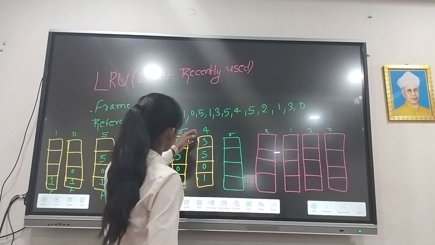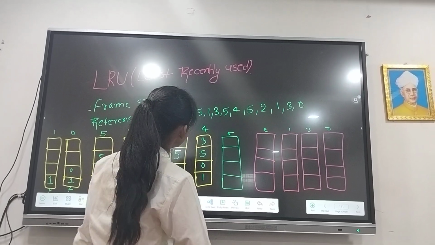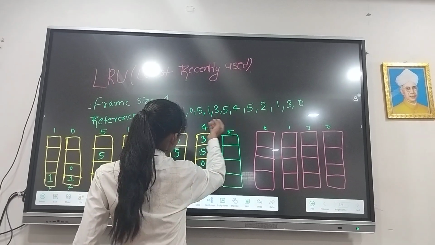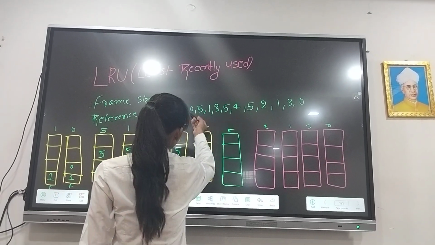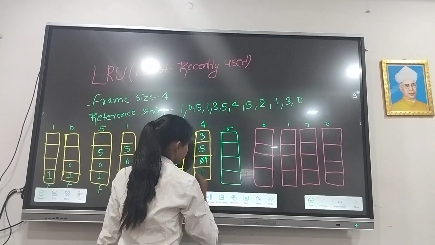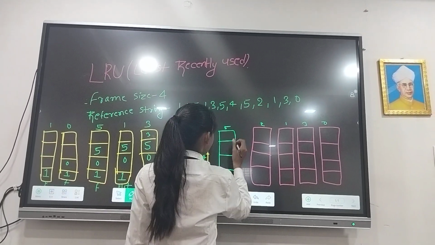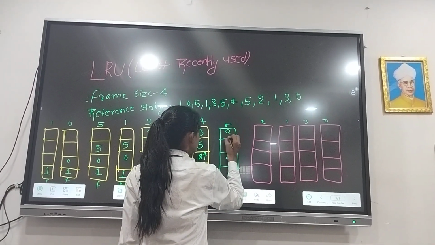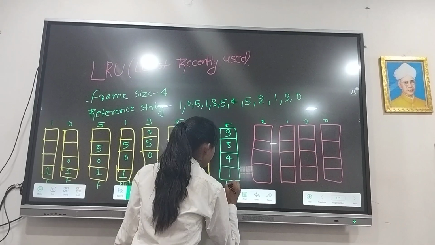as you can see the page number 4 is not in the frame, so we will replace it by the LRU. So the least recently used is, as you can see, 0, so we will replace 0 with 4, so there will be a page fault. Again the demand of page number 5, which is already in the frame, so there will be a page hit.